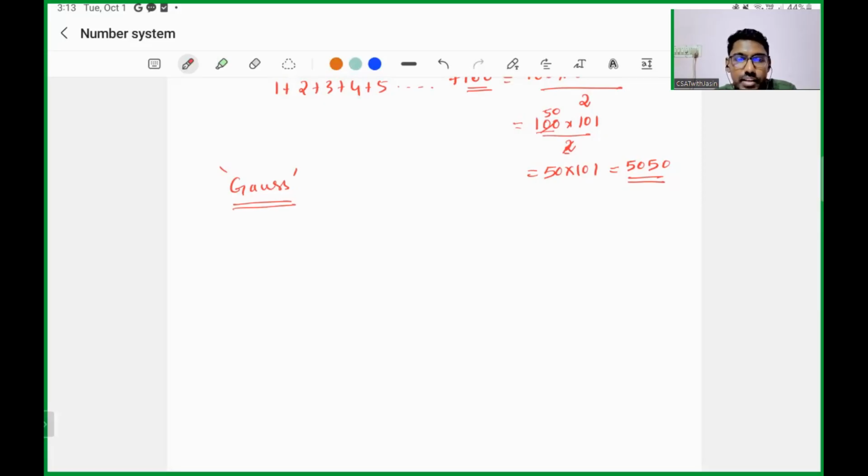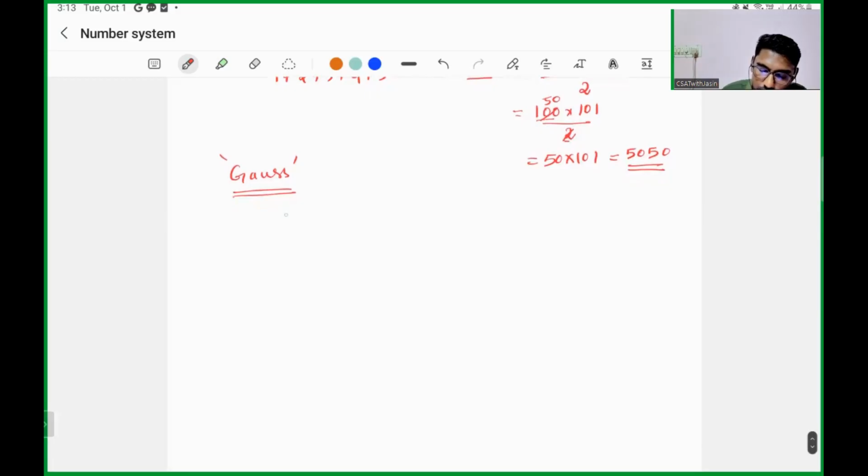Like that they were doing till 100. But Carl Friedrich Gauss did the answer in just like 10 seconds. So what he did was, he added 1 plus 100 first. Normally everyone will do 1 plus 2, then 2 plus 3 like that. But Carl Friedrich Gauss added 1 and 100 first.